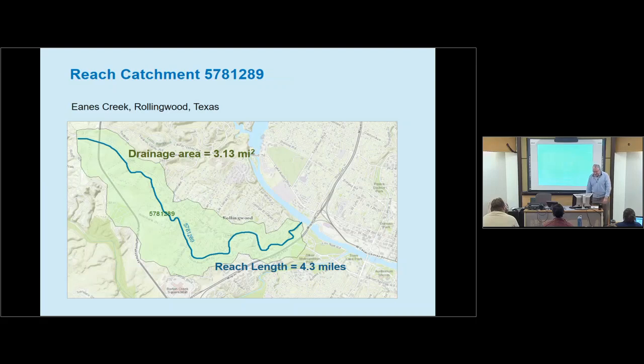And here's an example. This is a stream that I used to be the drainage engineer for a long time ago. City of Rollingwood on the southwest side of Austin. I only worried about one creek. It was called Dry Creek, and now it's called Eanes Creek. But hey, they got a little more professional over the years. And it's just one creek. It goes down through the city. It's about 4 miles long. It has a drainage area of 3 square miles.